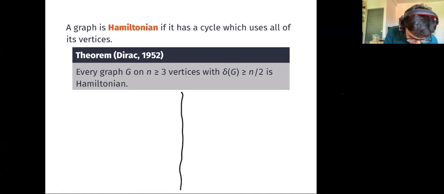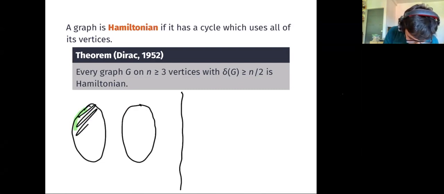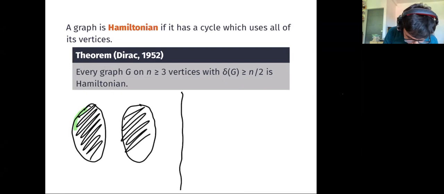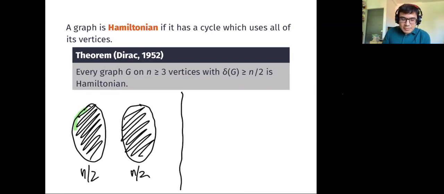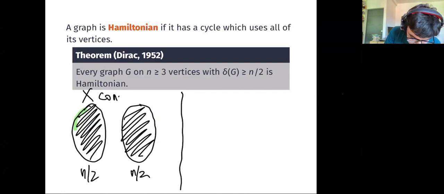A graph can have large degree close to n/2 and not be Hamiltonian because you can take two parts of n/2 vertices each. This is not Hamiltonian because it's not even connected. So what happens here is that the graph fails to be connected.